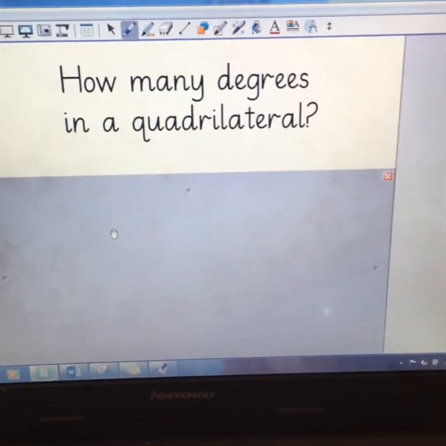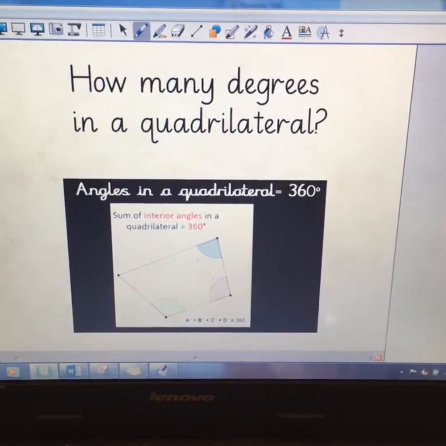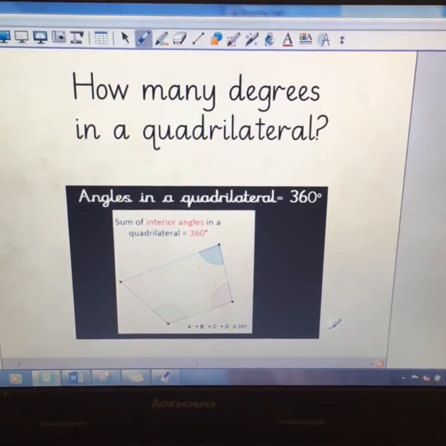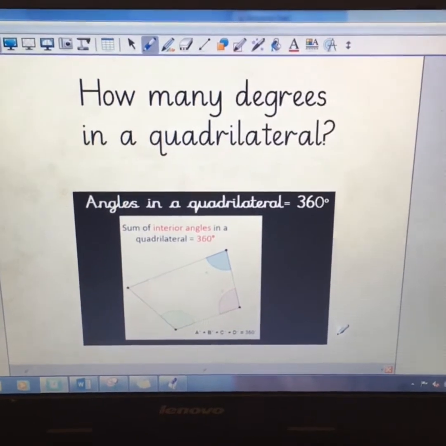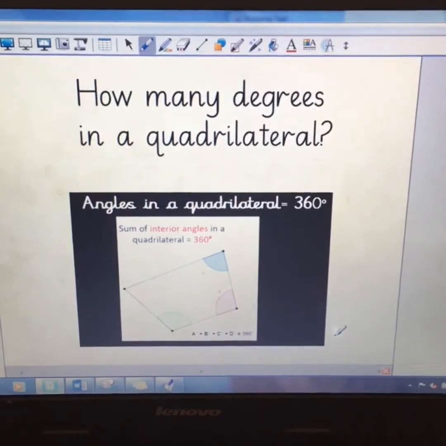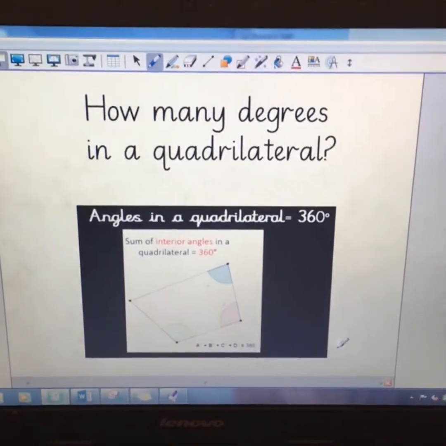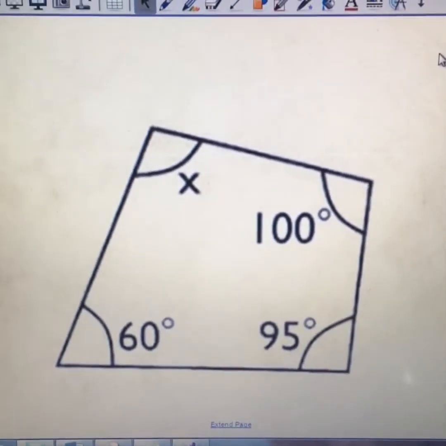How many degrees in a quadrilateral? The answer is 360 degrees, same as around a point. Easy way to remember this is a square has got 4 right angles. Right angles are 90, 90, 90, 90. 90 times 4 is 360. If you want to write that fact down in your fact box, write it down.